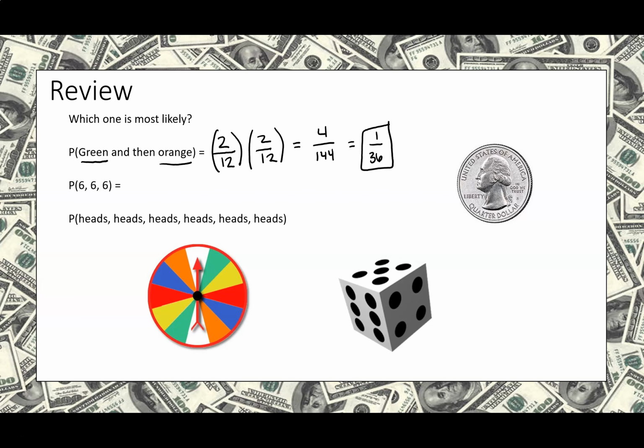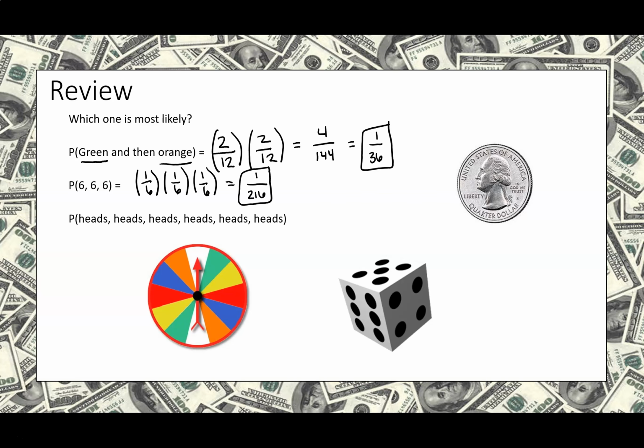What's the probability of rolling a 6 and then a 6 and then a 6? Well, the probability of rolling one 6 is 1/6. And the next roll, it's still going to be the same probability, and the next roll, the same probability. We multiply across our numerators, get 1, multiply across our denominators, and get 216.